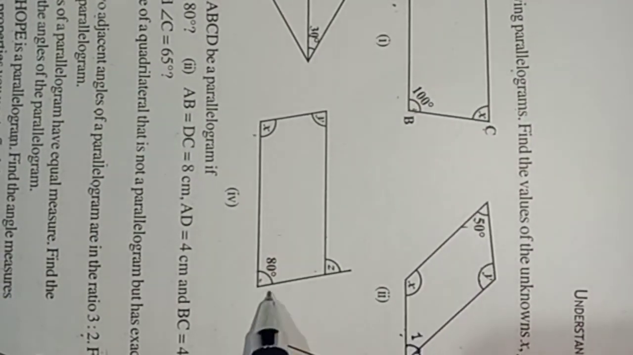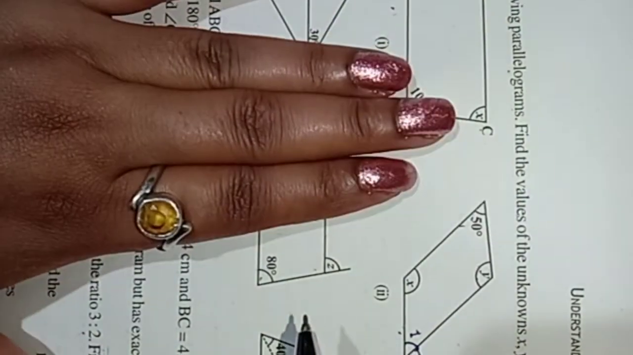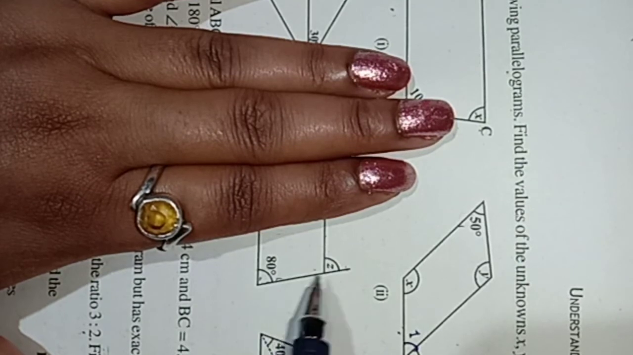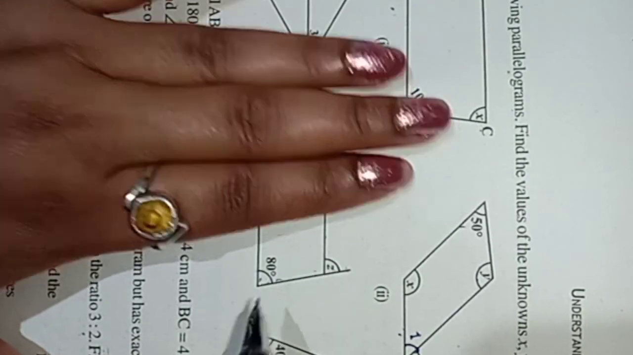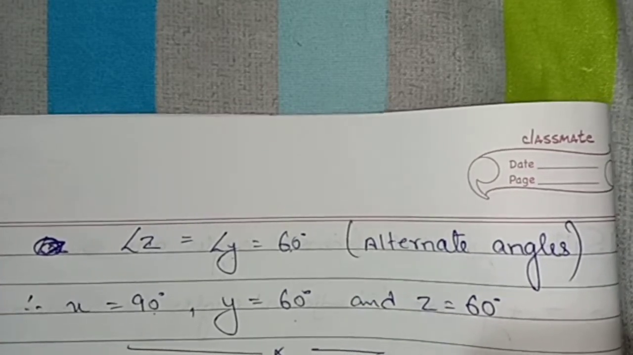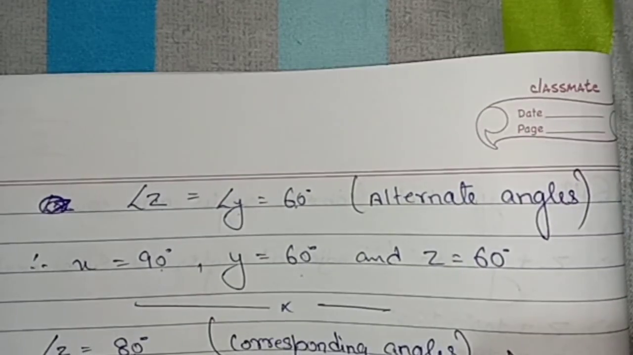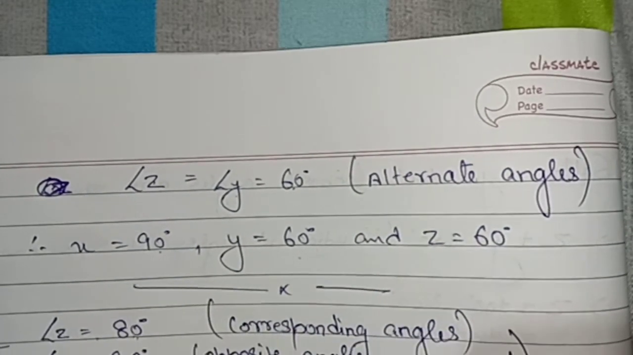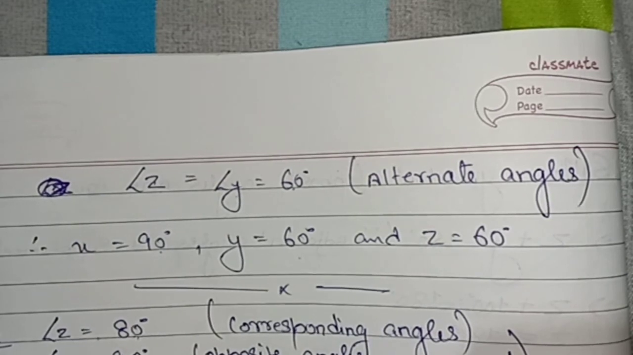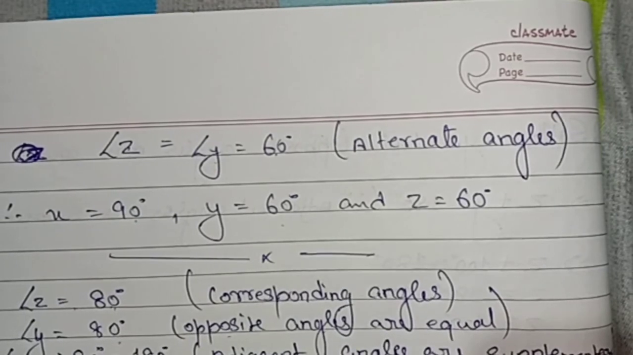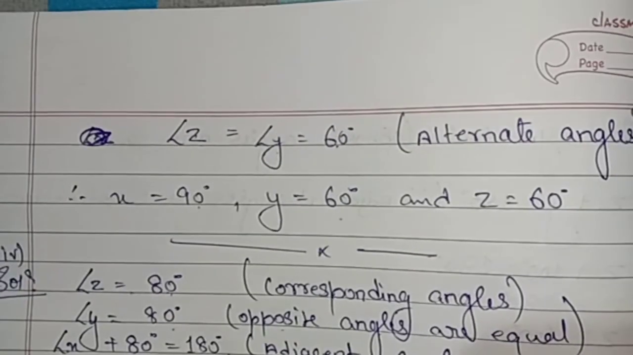If you check this way, these two angles are corresponding angles. So angle Z is equal to 80 degrees, reason: corresponding angles. Angle Y is equal to 80 degrees, opposite angles are equal. Angle X plus 80 degrees is equal to 180 degrees. Reason, adjacent angles are supplementary.